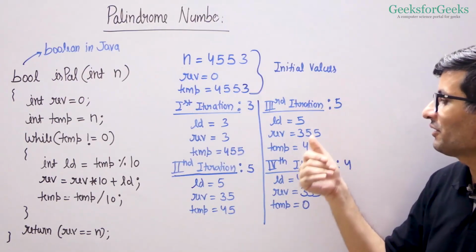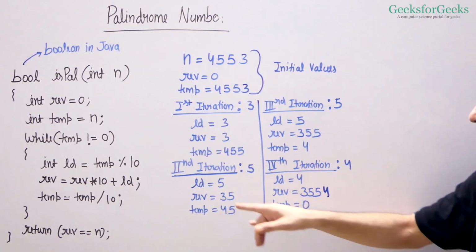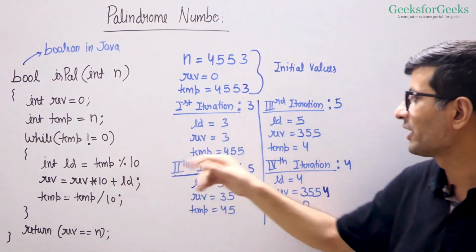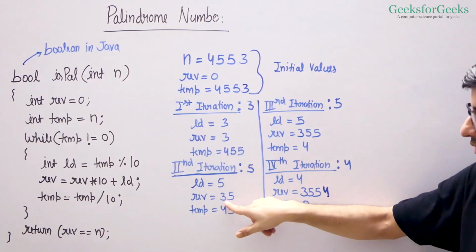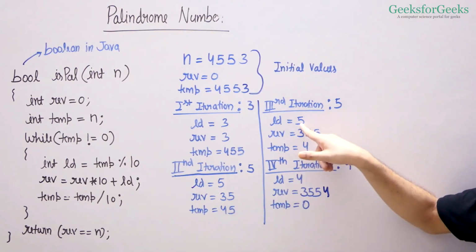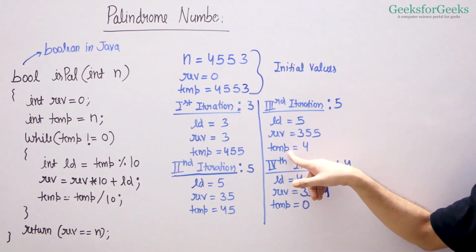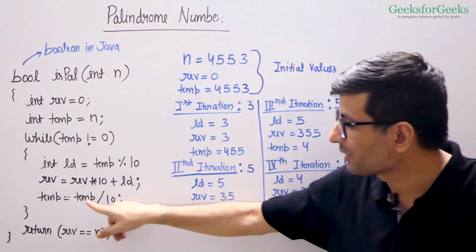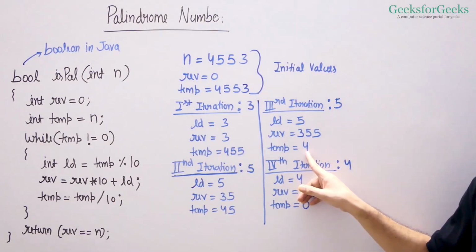In the third iteration, we get the last digit of remaining number, which is 45. Right? Doing temp %10 will give us last digit as 5. And now we update the reverse. Reverse is going to be 35 into 10 plus 5, which is 355. And then we update the temp. So to update the temp, we do temp equal to temp by 10. We simply remove the last digit, right? So we get temp as 4.